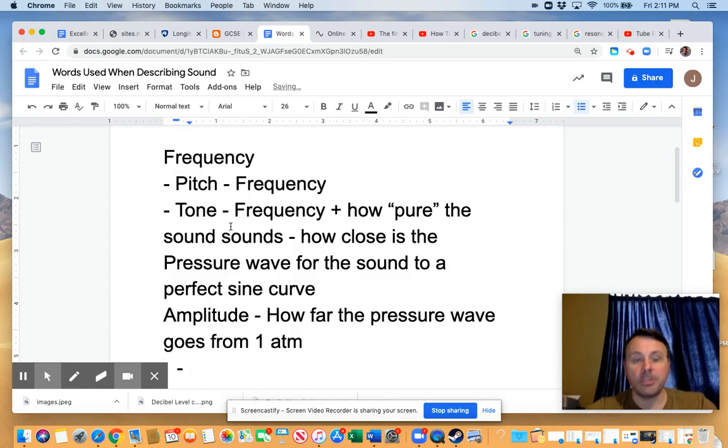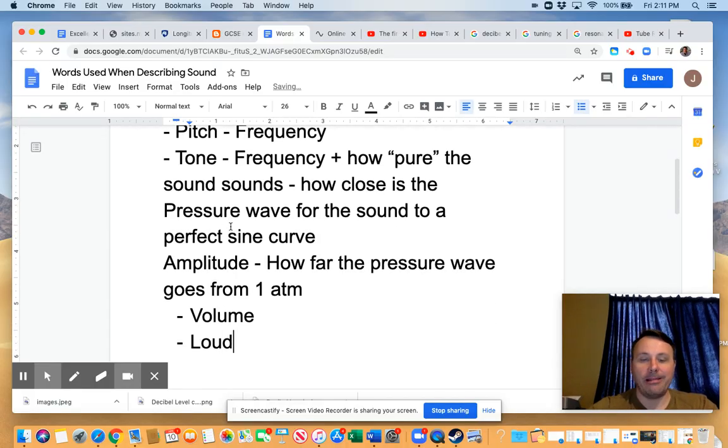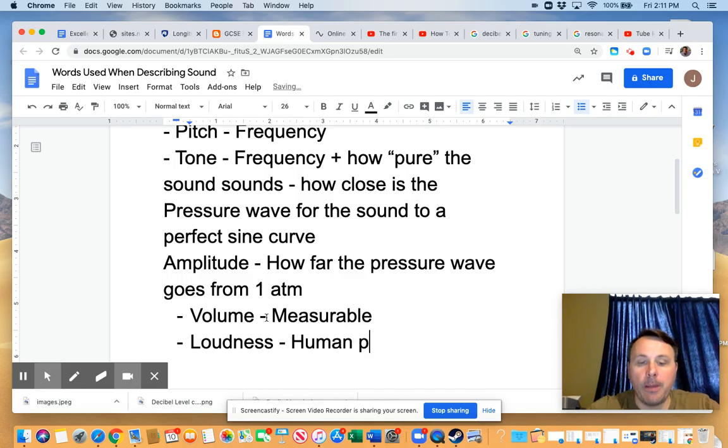But what are some words that you go with that? Hopefully you know the word volume and you know the word loudness. Volume is not the same thing as loudness. Volume is a much more scientific term and it's measurable. But loudness is about the human perception of that sound.